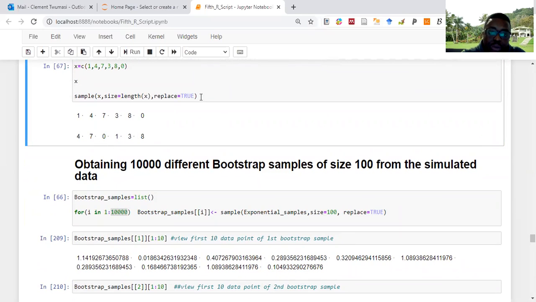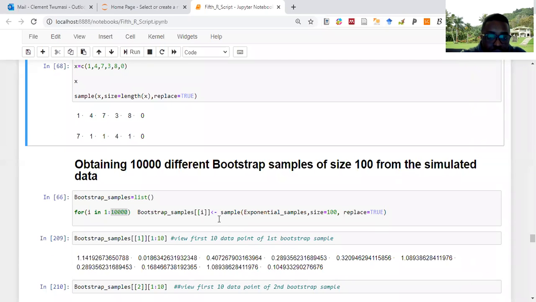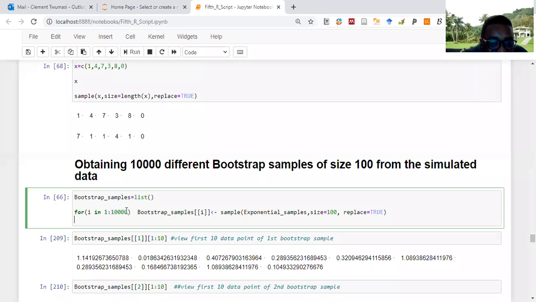But don't forget, since replace is true, a number can occur more than once. There are instances where it might not occur more than once. We don't have a problem with that. But you see something like this, one occurred 3 times because it was with replacement. So here I've obtained 10,000. I'm doing the sampling 10,000 times. So that's basically what the for loop does. Don't forget, for loops help us to do an operation a number of times depending on what you specify as the last number. So here I've done the bootstrap sampling with replacement 10,000 times, but at each stage the sample size is still 100.